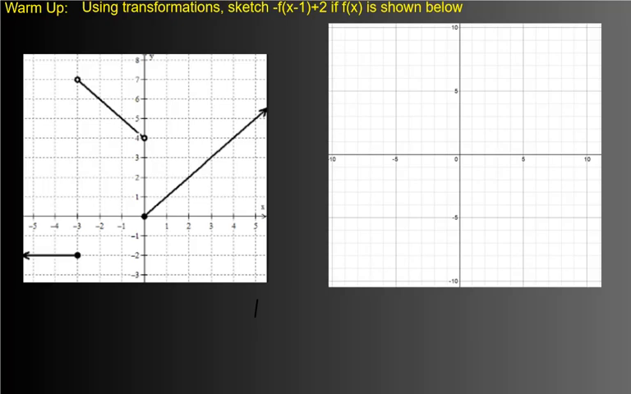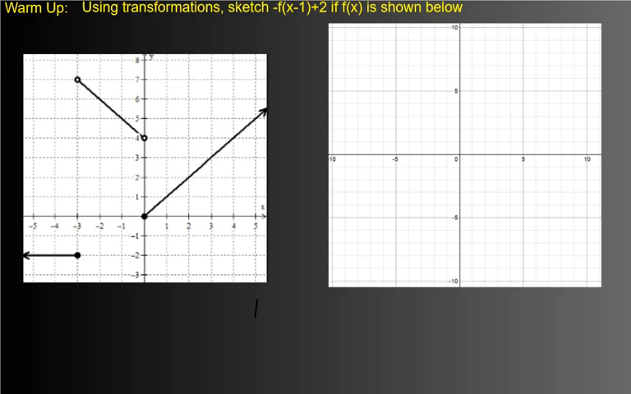I just wanted to do a few review problems that will kind of get you ready for our Unit 2 test. So this first one is just using transformations to graph a piecewise function.